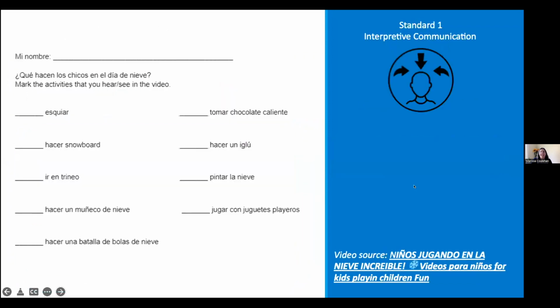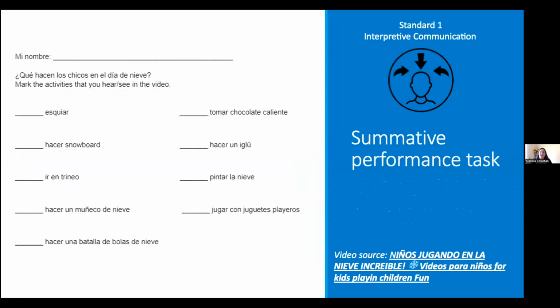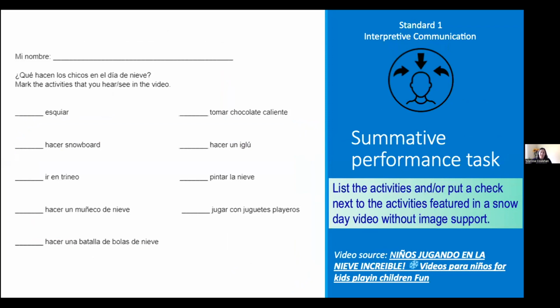Right. The next thing that I'm going to talk to you about is my summative performance task. So this time, I'm asking students to list the activities and/or put a check next to activities featured in a snow day video without image support.